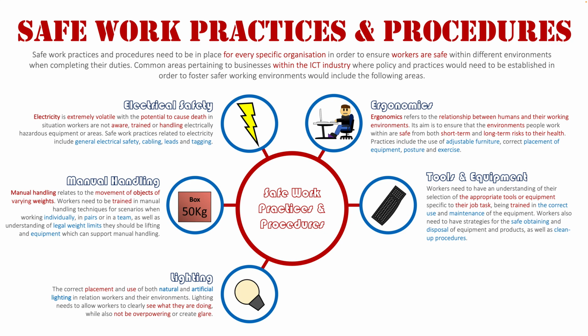Next, we have lighting, and this is the correct placement and use of both natural and artificial lighting in relation to working environments. Lighting needs to allow workers to clearly see what they are doing while also not being overpowering or creating glare. So within rooms, we often have artificial lighting coming down from the roof where the lights hang, and then natural lighting coming in from the windows.